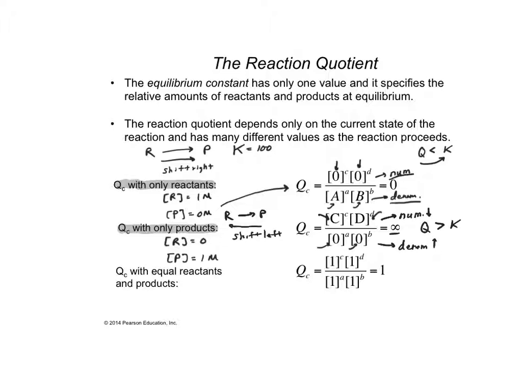So shifting left means we're going to use products and make more reactants to get back to equilibrium, right? Our numerator is too big, the products are too much, our denominator is too small, the reactants are too few, so we need to make more reactants. We're going to shift left, okay? And then there's a special situation: when we have equal reactant and product concentrations, that just gives us a Q of 1. I don't even know why I've included this on this slide at this point. But yeah, if you have equal product and reactant concentrations, then your Q is going to be equal to 1.